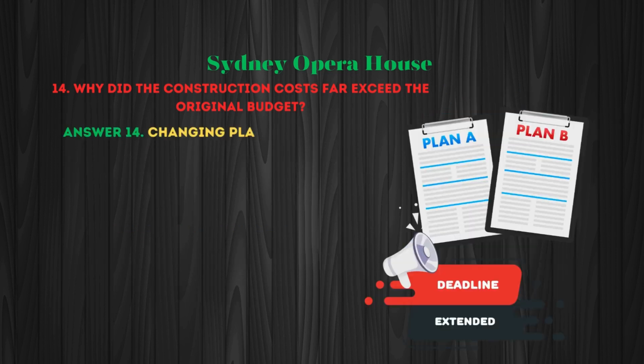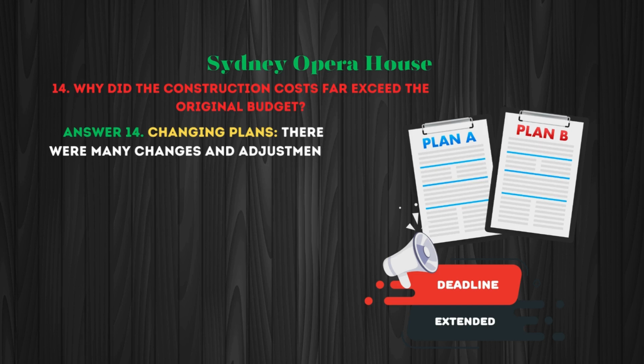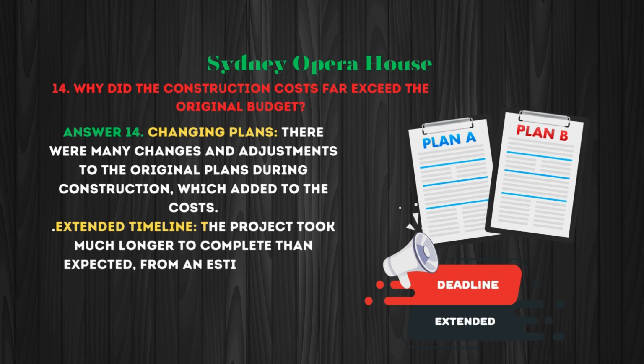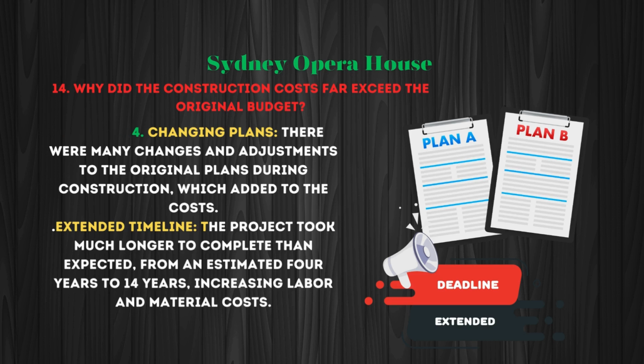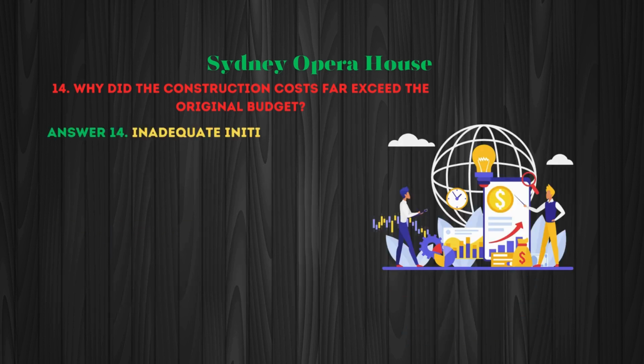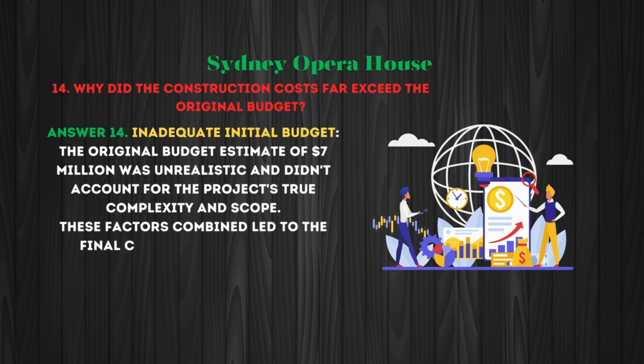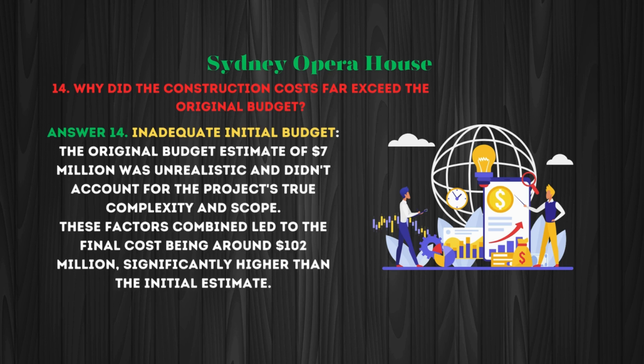Changing plans. There were many changes and adjustments to the original plans during construction, which added to the costs. Extended timeline. The project took much longer to complete than expected, from an estimated 4 years to 14 years, increasing labor and material costs. Inadequate initial budget. The original budget estimate of $7 million was unrealistic and didn't account for the project's true complexity and scope. These factors combined led to the final cost being around $102 million, significantly higher than the initial estimate.